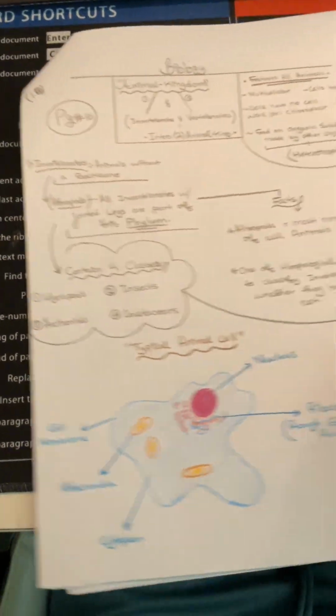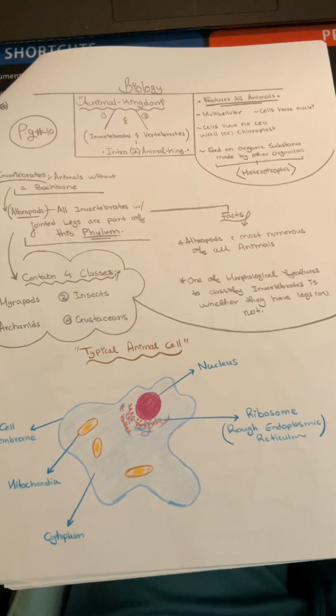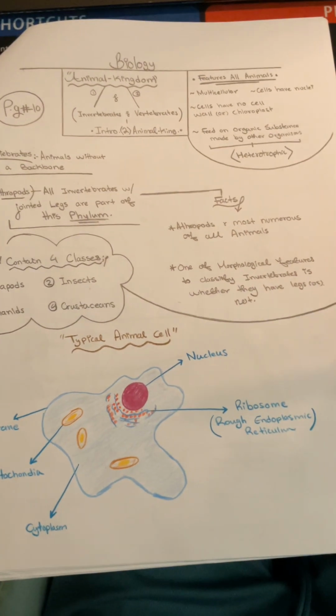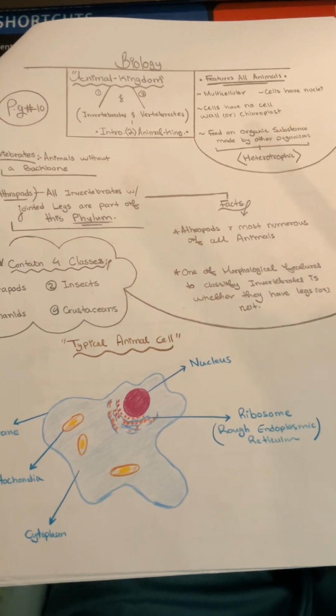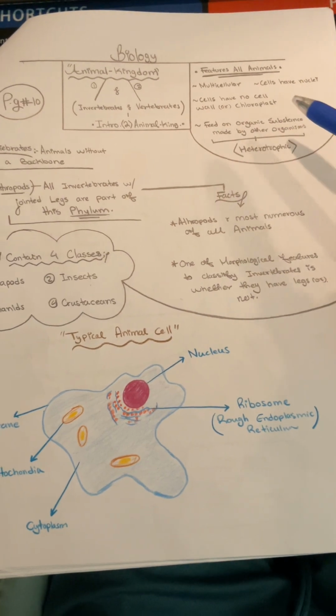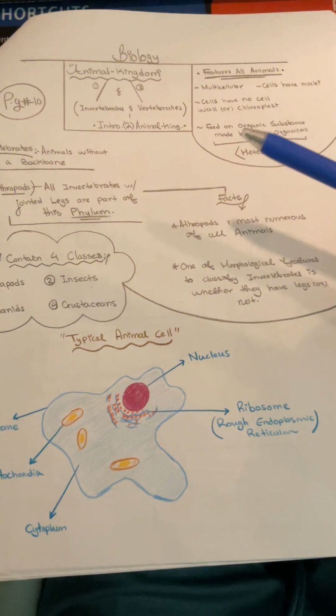And let's come to the animal kingdom. The animal kingdom includes invertebrates and vertebrates. So features of all animals, before we jump to the invertebrates: they are all multicellular. They have a nucleus. They have no cell wall and no chloroplast. They feed on organic substances. They are heterotrophic, feeding on food made by other organisms.